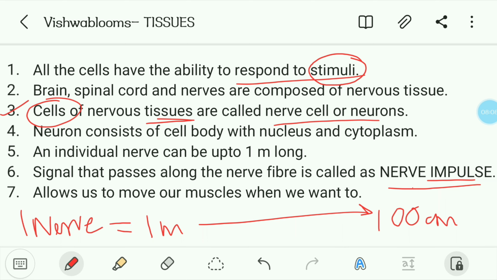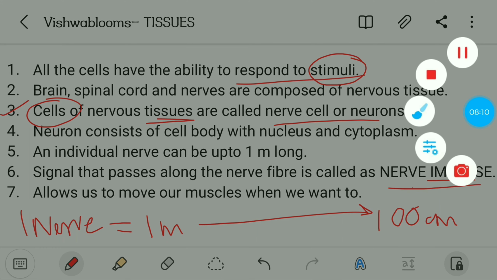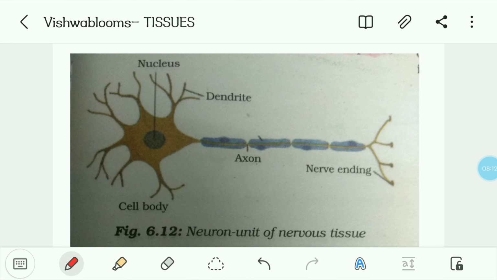Now I will explain the diagram, as I have told you, the neuron. Now I will explain the neuron, the unit of nervous tissue. So this is a very important diagram. Actually, you will get it for a 2 mark or 3 mark question. Okay, this is one question. You will get it for 2 mark or 3 mark. Okay, now I will explain this.